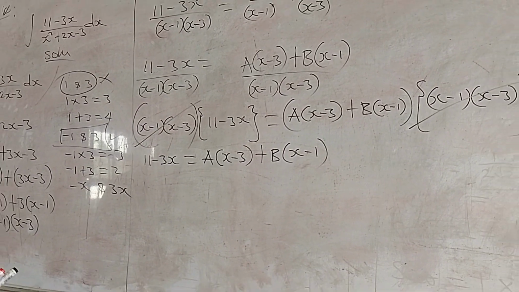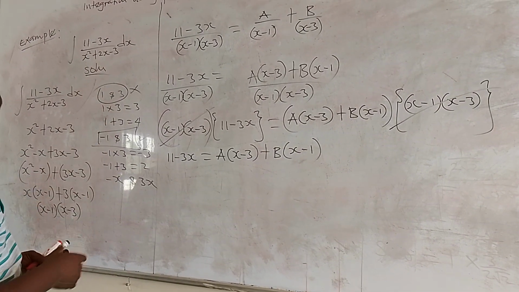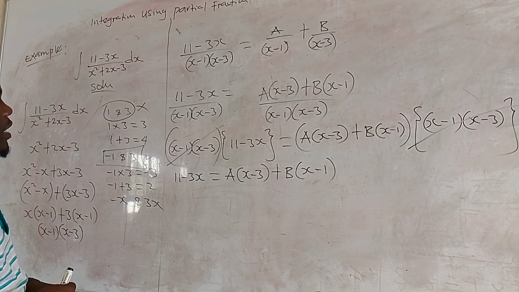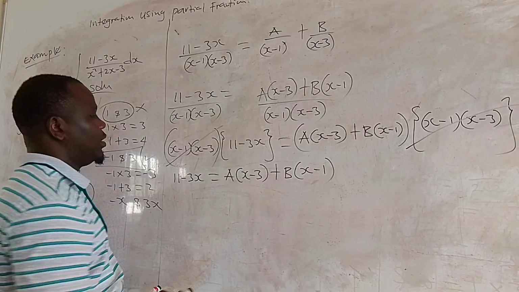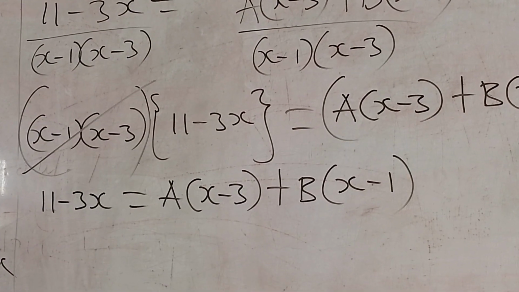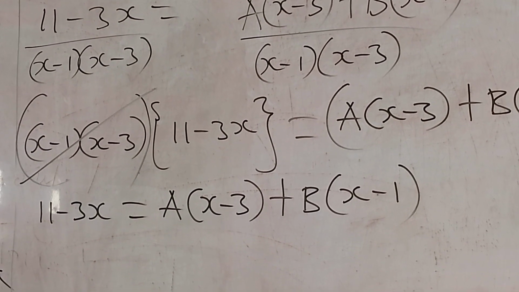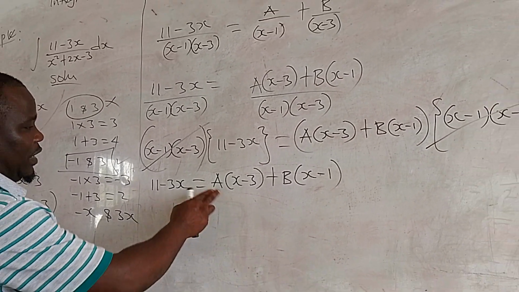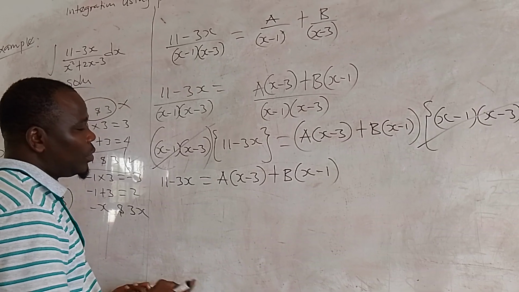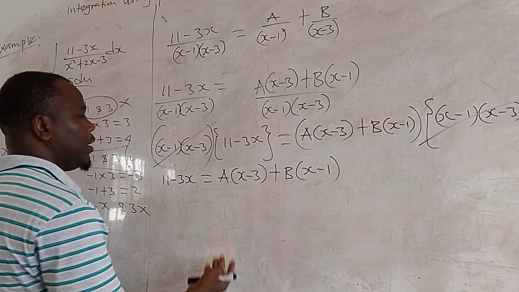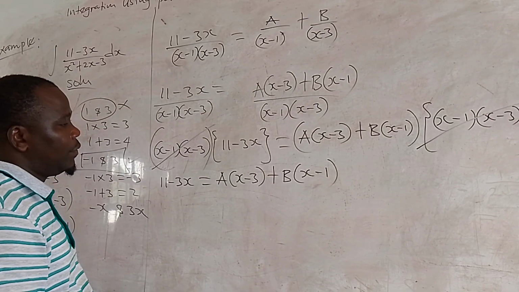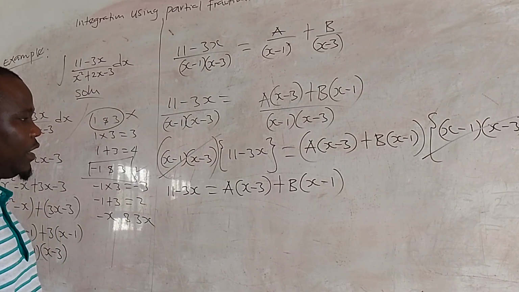Now, this is the process of resolving into partial fraction. How can we obtain A and B? Now, look at your right hand side. It is not in any rule that you must first find A or B. It is optional. You can first look for A or B, then later you look for the other. Is that clear? So don't worry about that.